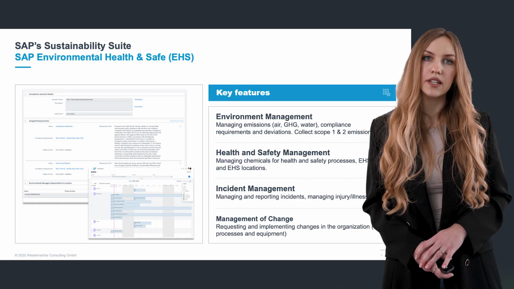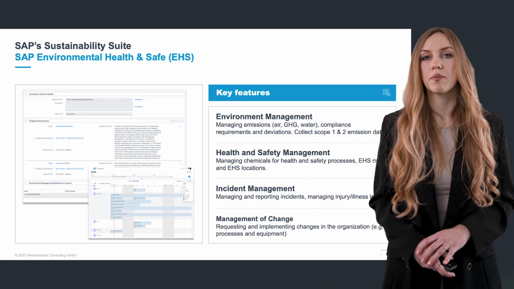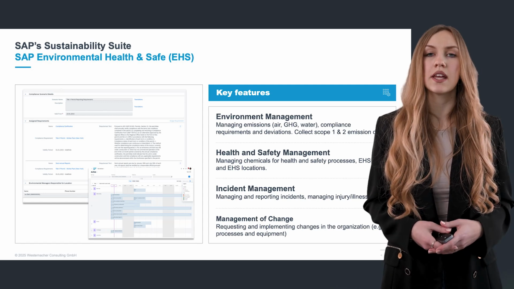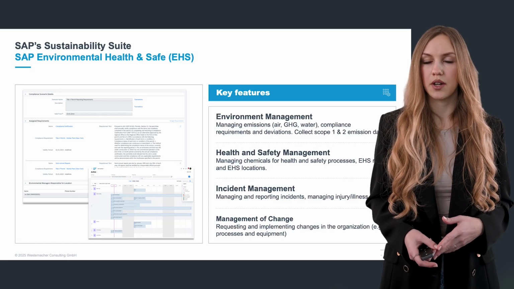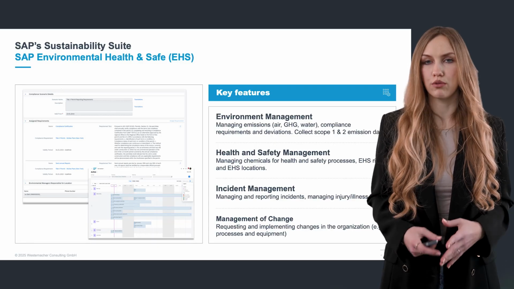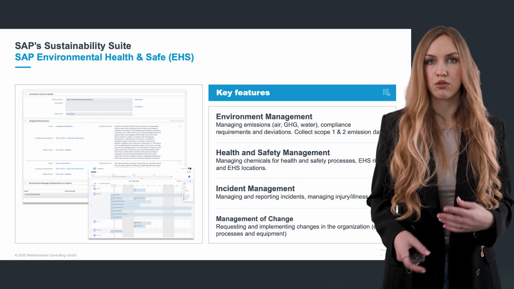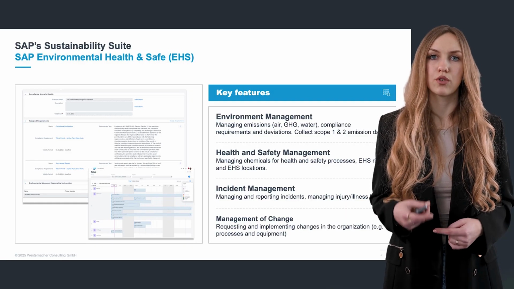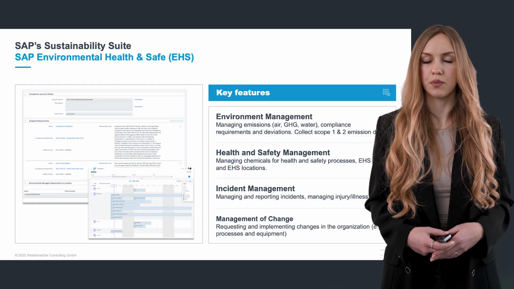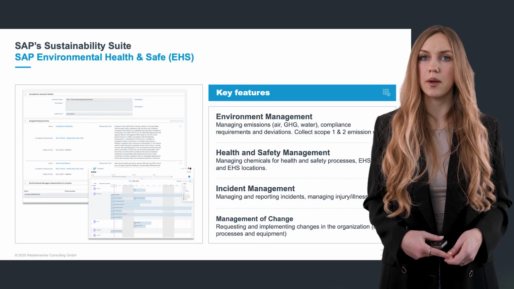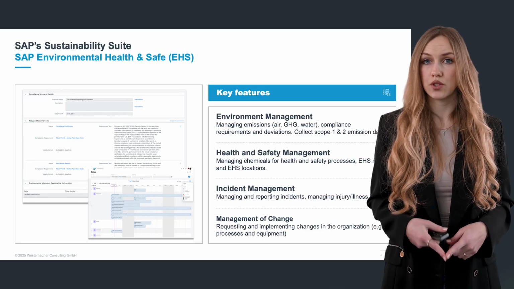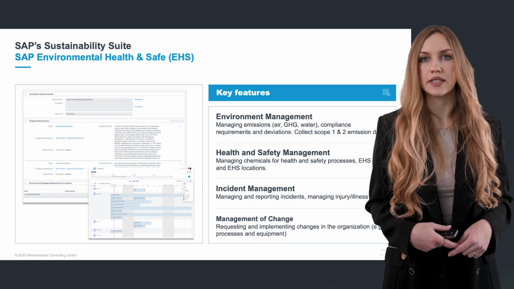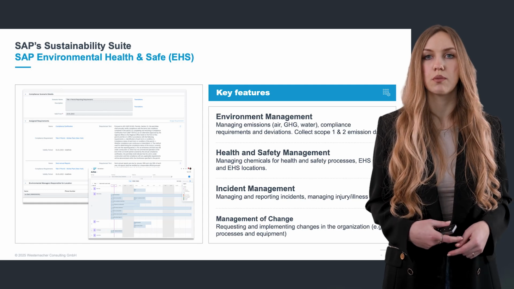Then we have SAP Environmental Health and Safety Management. This is part of S/4HANA. This module has existed for several years, and I won't go into too much detail on the functions because this is a really powerful tool. We have a lot of functions here across several industry solutions. But let's have a look at the key features of this tool. For one thing, we have the environmental management, so managing emission factors, not only GHG, also water, air. We can meet compliance requirements here and collect additional Scope 1 and Scope 2 emissions.